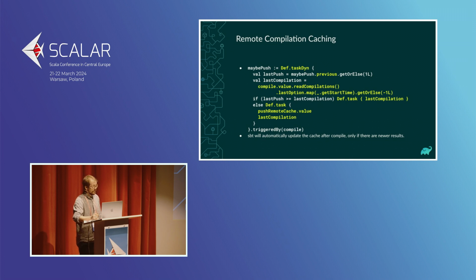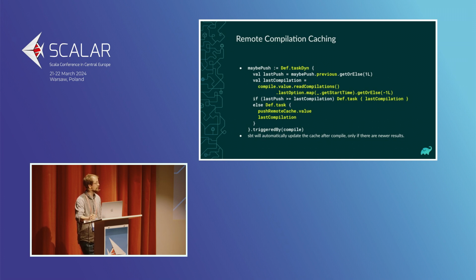The first thing we needed was to know when was the last time that we pushed. So we can use SBT's build caching. Let's have maybe push record the timestamp of the last time that we pushed. Then we can just rely on previous to get the previous evaluation of maybe push, and we are going to get the timestamp when we pushed for the last time.